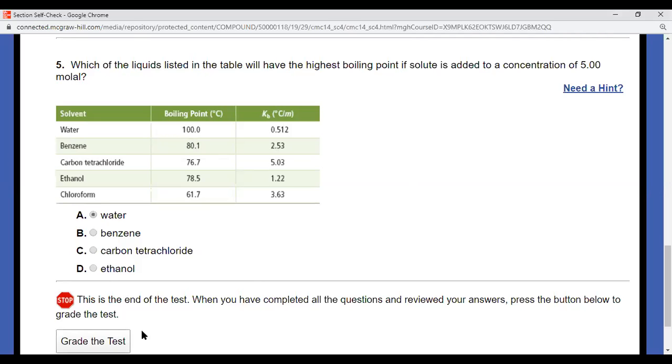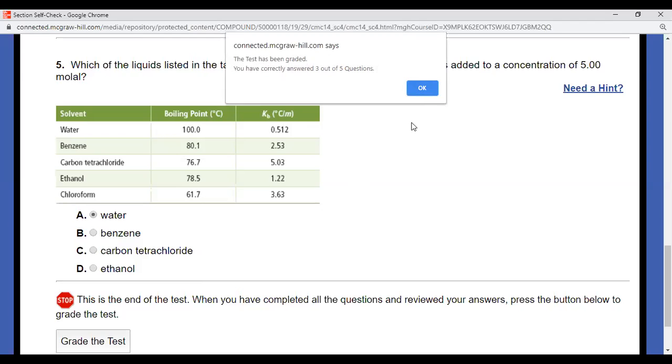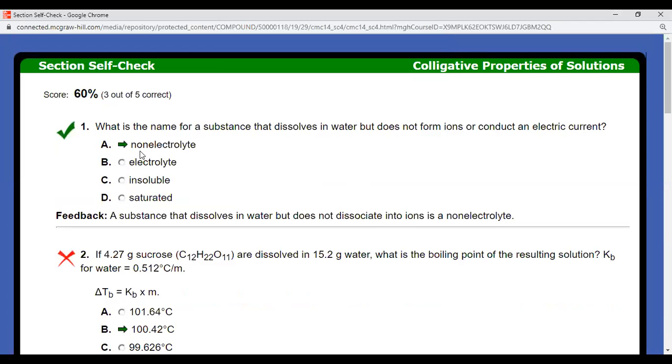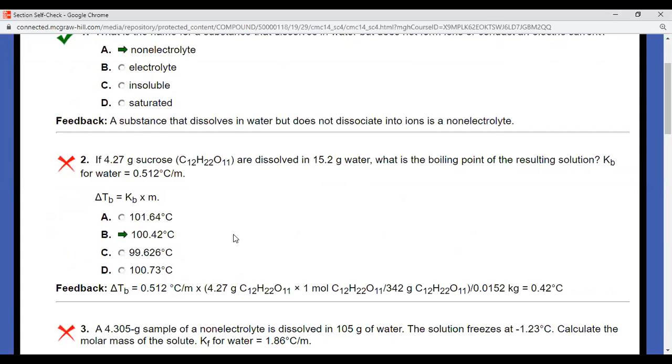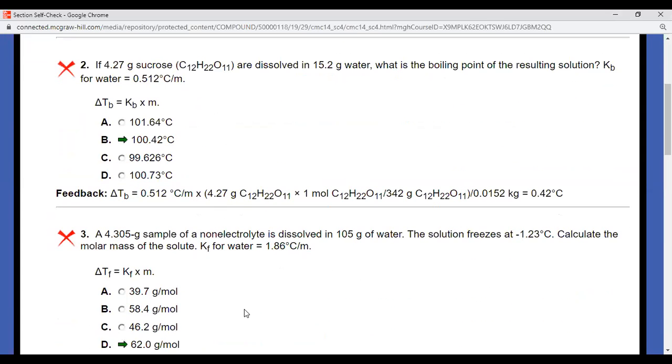Okay. Now we are going to grade the test. So, it's non-electrolyte, the first question that Khalid Harbi answered. What is the name of the substance? Non-electrolyte. The second and third problems you must solve, inshallah, in your homework. Okay.